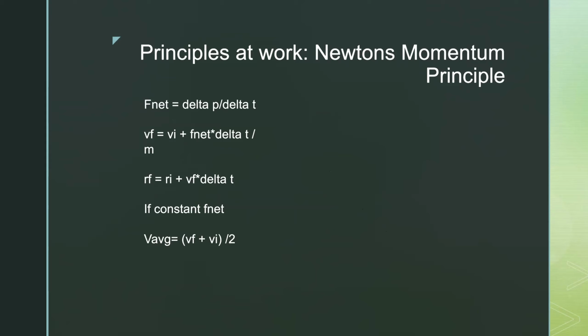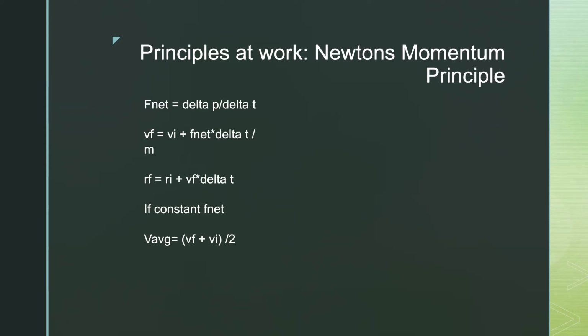Now, the main principle at work here is Newton's momentum principle, which can be written as F net equals delta P over delta T, or change in momentum over change in time. Now, if we algebraically manipulate this equation, we can get the final velocity equals the initial velocity plus F net times delta T divided by mass.